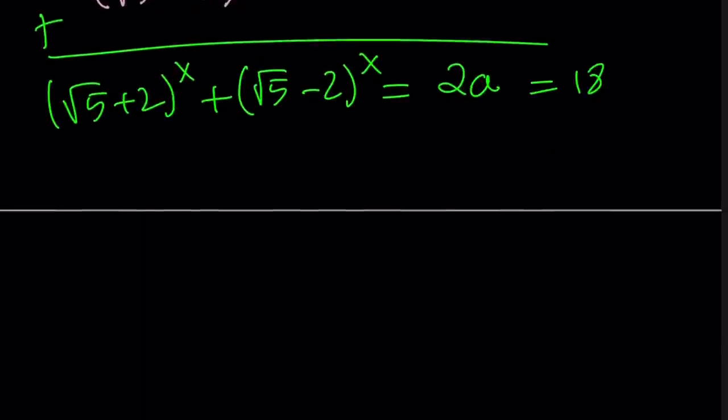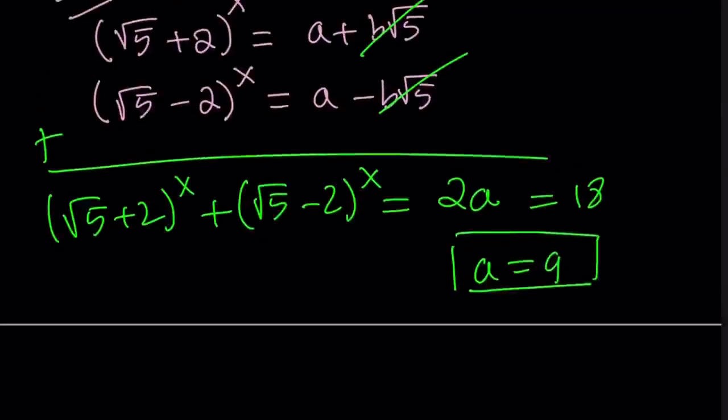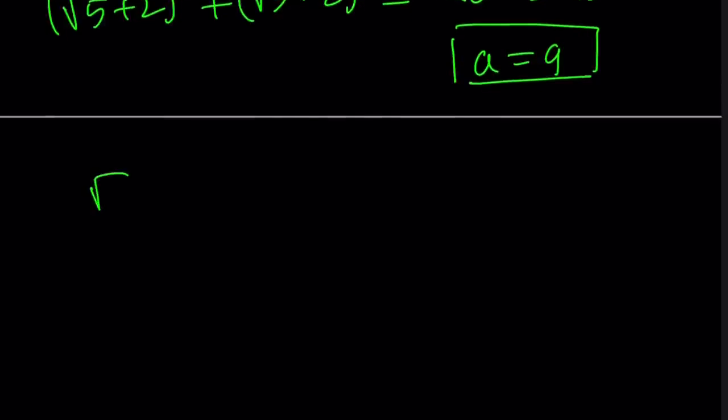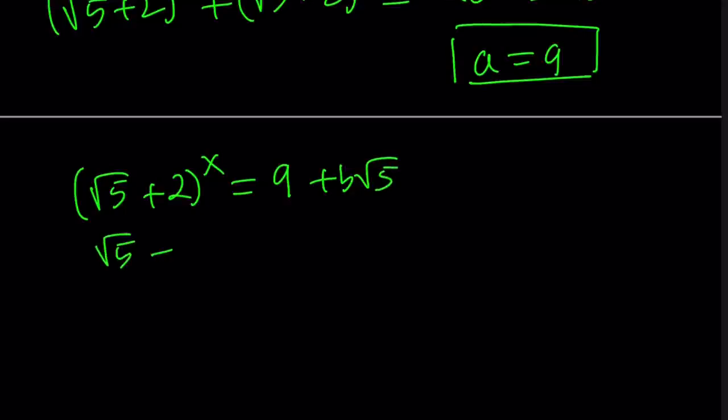What is that supposed to mean? It means a is equal to 9. It's good. So we got half of it. Since a is equal to 9, we can basically say that root 5 plus 2 to the power x equals 9 plus b root 5, and square root of 5 minus 2 to the power x is 9 minus b root 5. Okay.